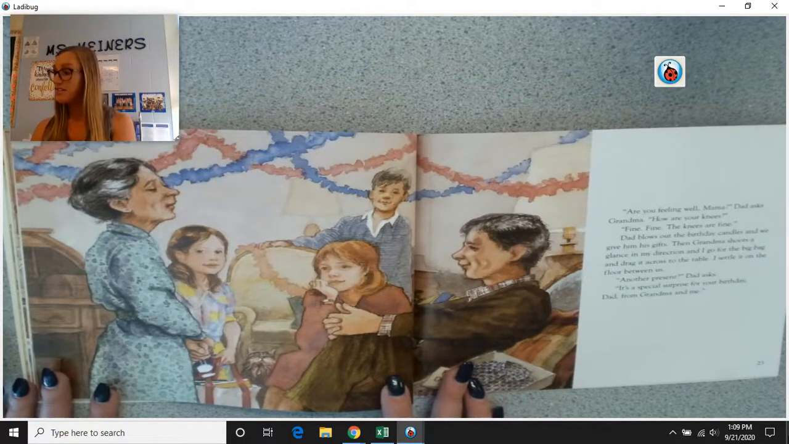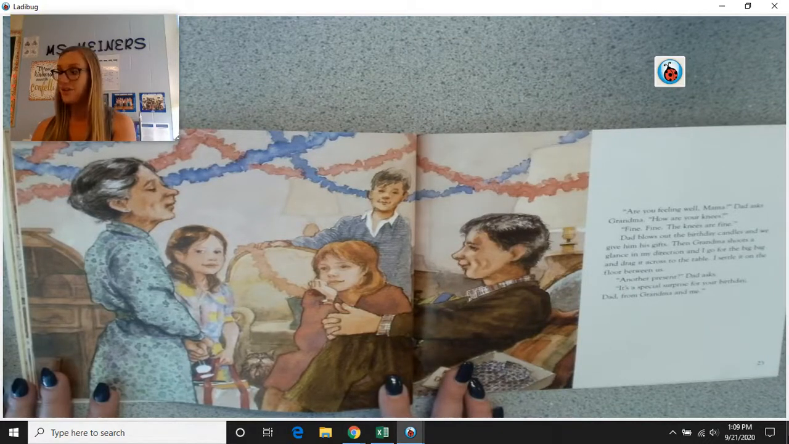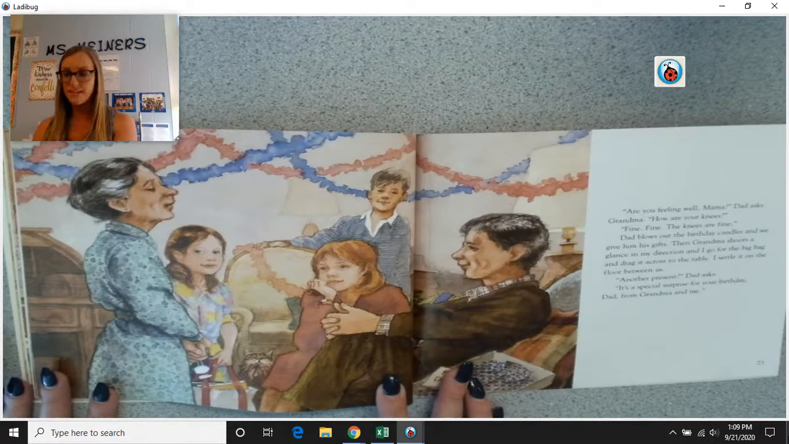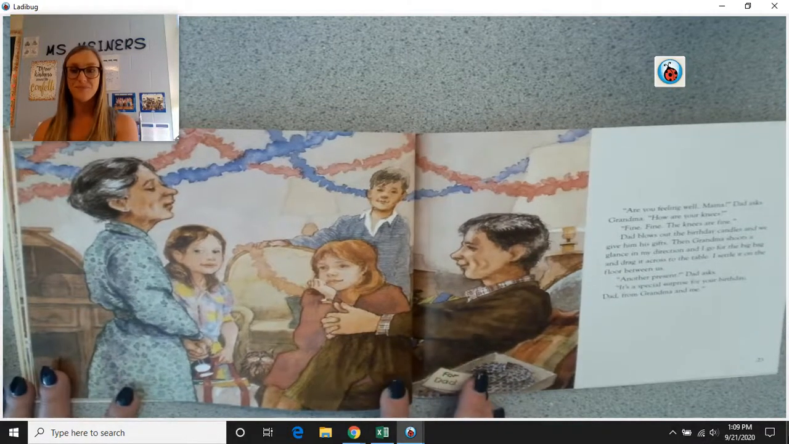Then Grandma shoots a glance in my direction, and I go for the big bag and drag it across the table. I settle it on the floor between us. Another present? Dad asks. It's a special surprise for your birthday, Dad, from Grandma and me.